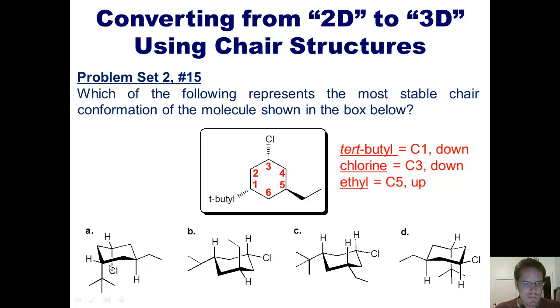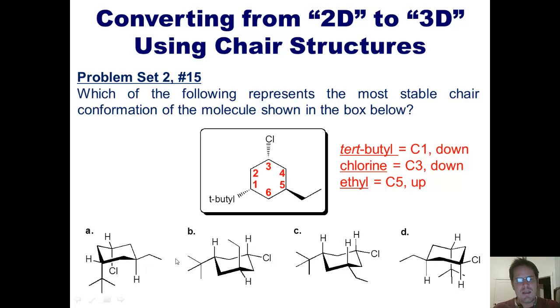If I look over here, my tert-butyl group is pointing down, my chlorine is pointing down, and my ethyl group is pointing up. Does that match what I saw? Tert-butyl going down, chlorine going down, and ethyl up? Yeah, it does. So A is a possibility.